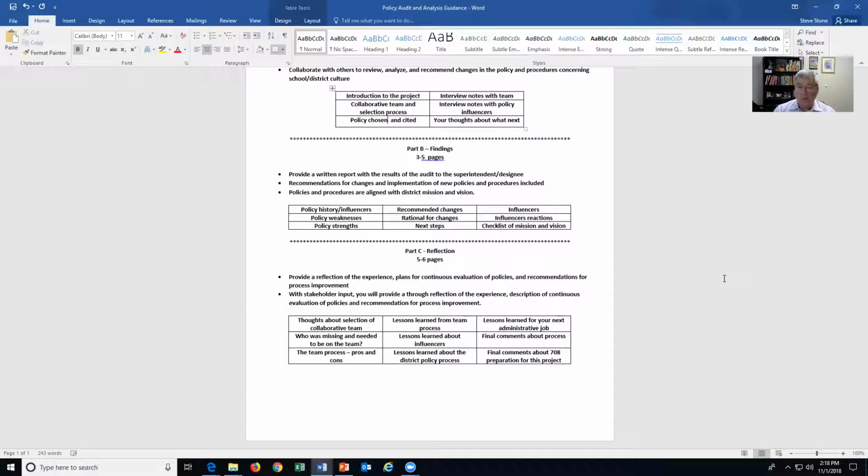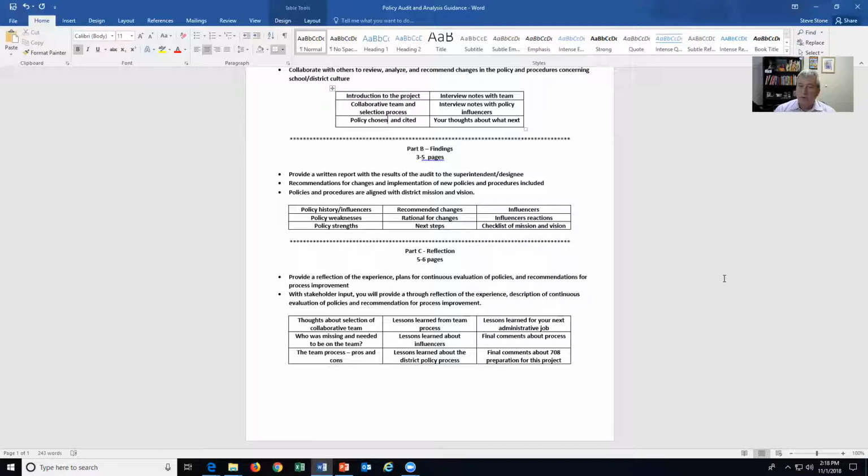The next part is who was missing. Some reflections about who would have made the team stronger, what could they have brought to the table. The third is the team process, using the collaborative team, some of the pros and cons. Discuss that. The next paragraph, lessons learned from that team process.